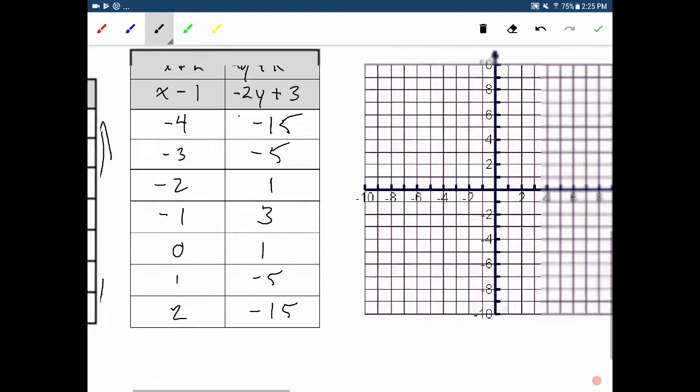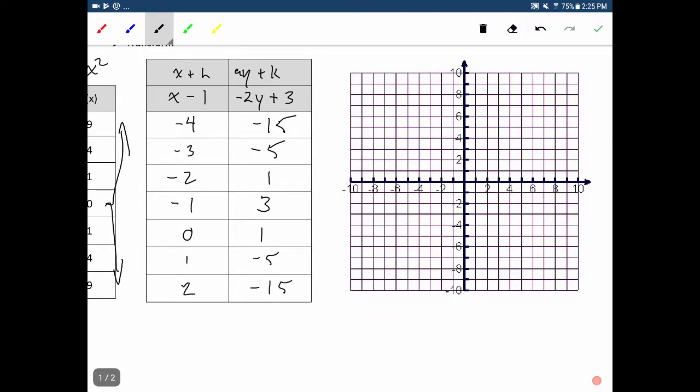So now all we have to do is plot these. And they're just sets of coordinates. There's nothing more to that. Some of these won't fit, but I can do negative 3, negative 5. Negative 3, negative 5 is going to go right there. And then we've got negative 2, 1. Oops, there we go.